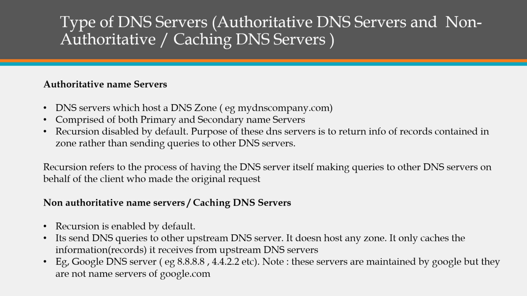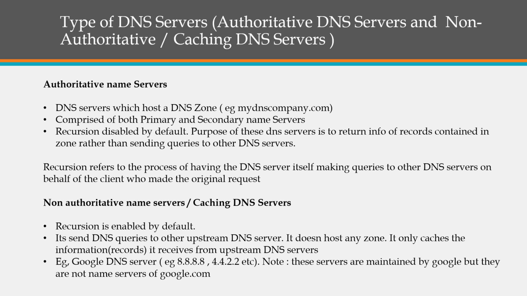Let's say a machine or a client sends a DNS request for facebook.com to a DNS server that's configured in my computer. If recursion is disabled there, that DNS query will not even go out of my DNS server. That's why, when we look into the caching DNS server, we'll understand the difference.